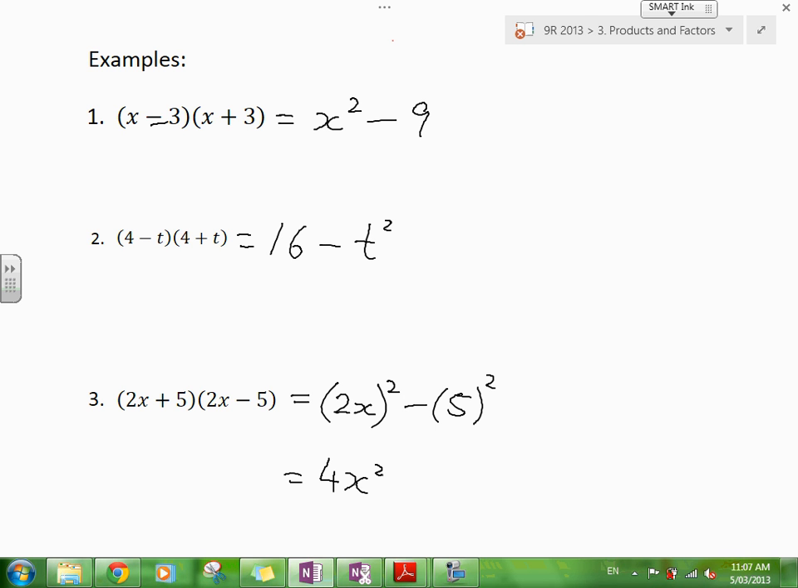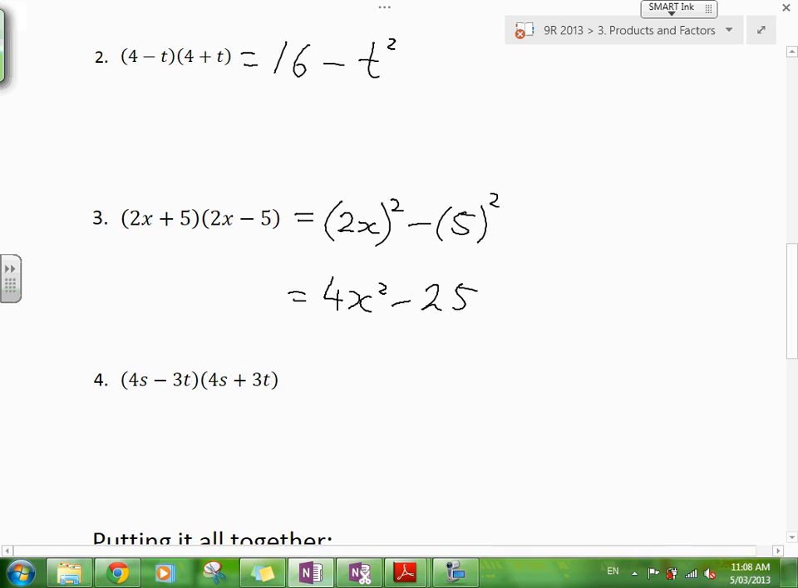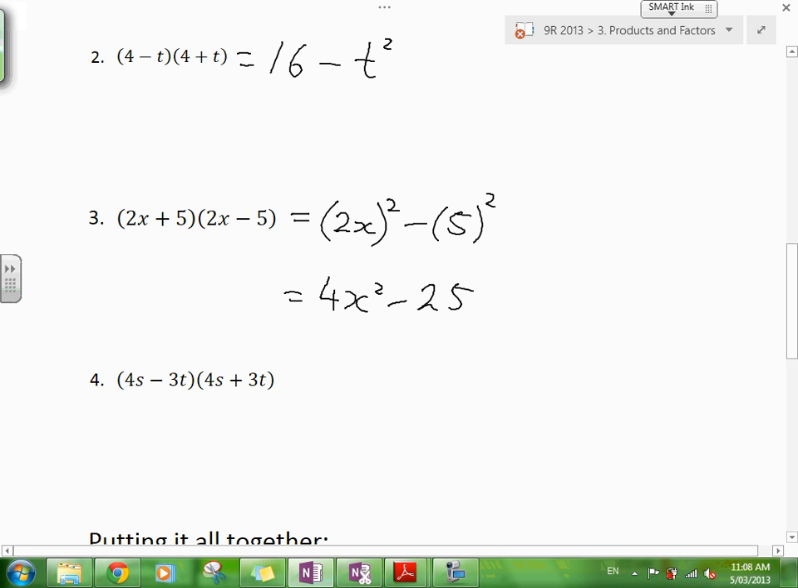Well, 5 squared is what? 25. So that's all it is. So minus 25. Okay? So you get x squared, 4x squared, sorry, minus 25. Alright? Any questions? No? Yes, sure.